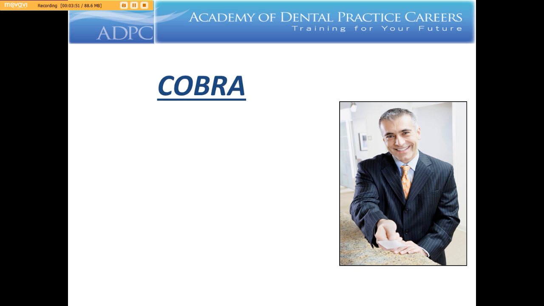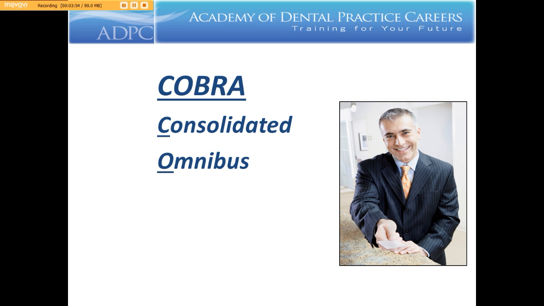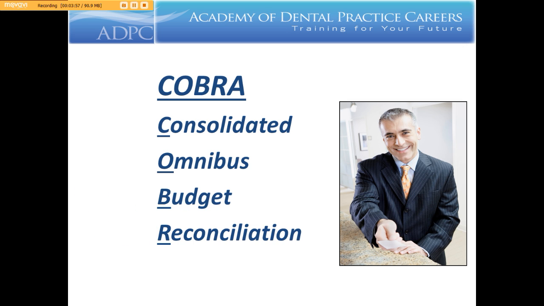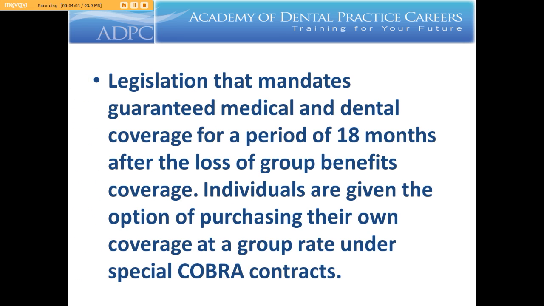COBRA. Consolidated Omnibus Budget Reconciliation Act. COBRA is legislation that mandates guaranteed medical and dental coverage for a period of 18 months after the loss of group benefits coverage. Individuals are given the option of purchasing their own coverage at a group rate under special COBRA contracts. So after an employee is either dismissed or laid off, they have 18 months to purchase the same group coverage that they had while they were employed.